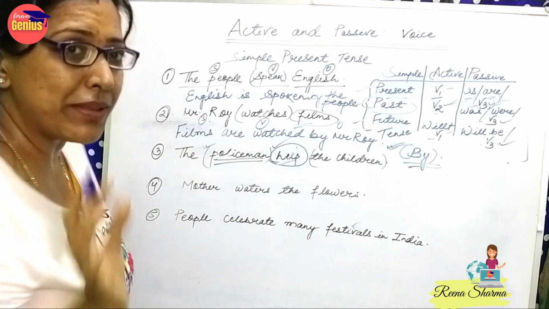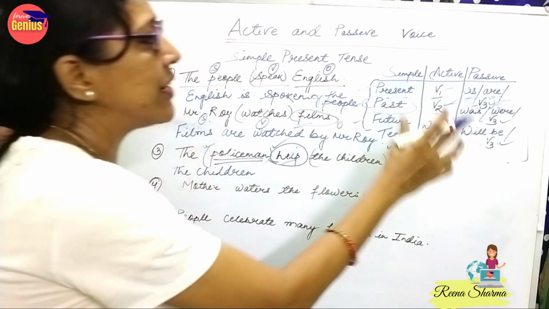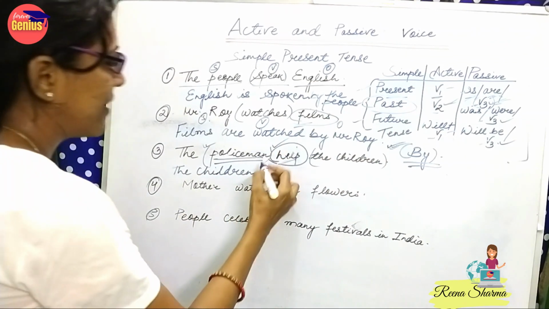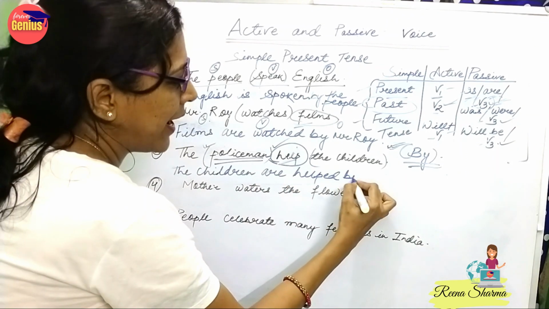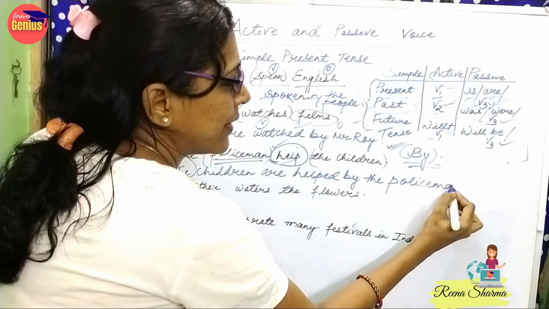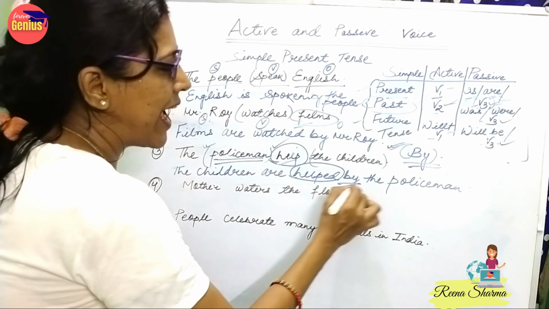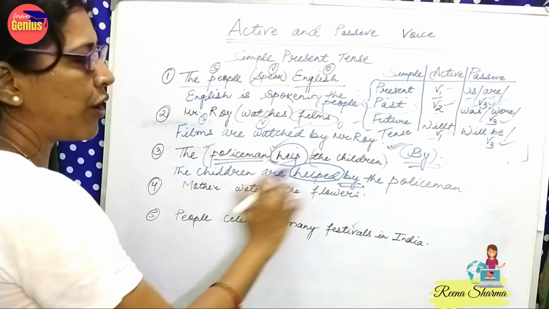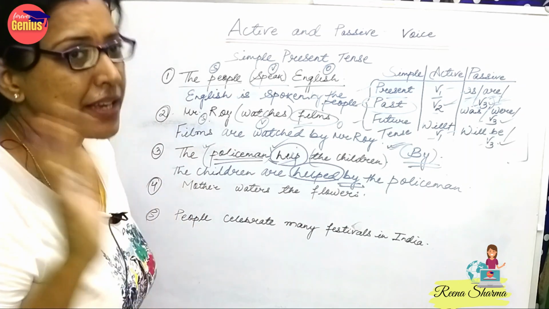So now what will be the sentence? The children. Again with children, we will use what? Are. Yes. The children are helped by the policeman. See, we changed the form of the verb, then we added by, and we just have seen whether the object is singular or plural. Accordingly, we have added the helping verb.